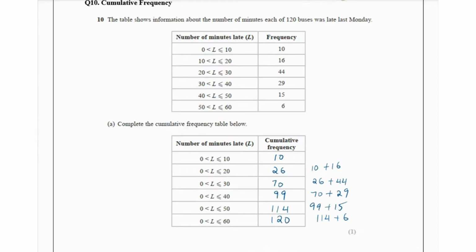In order to make sure that your answer is correct, you need to check if the last value for the cumulative frequency is the same as the frequency value given in the question. So since it matches with this, that means the cumulative frequency values are correct. If it didn't match, that means you made a mistake somewhere, so you need to just recheck your values.